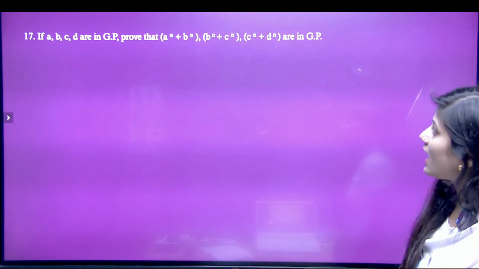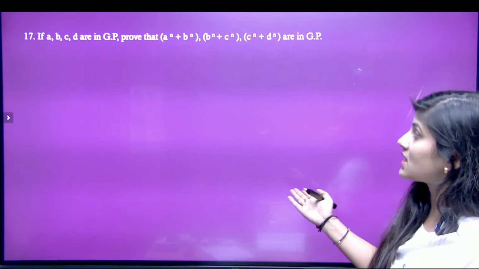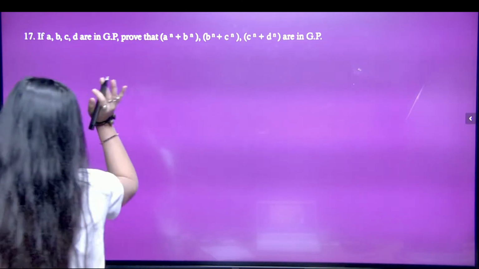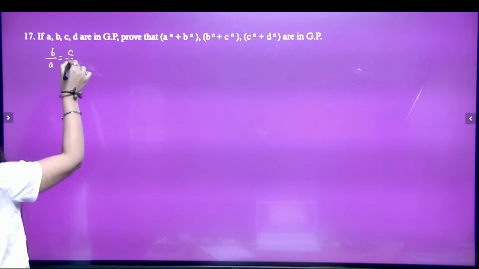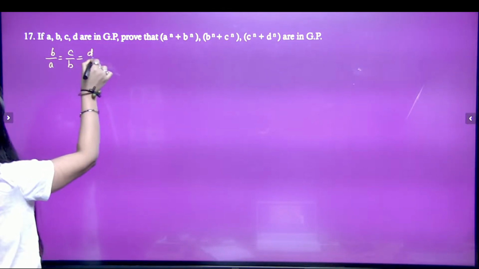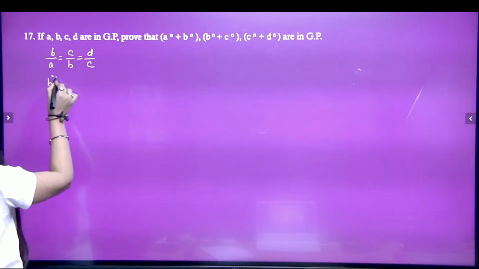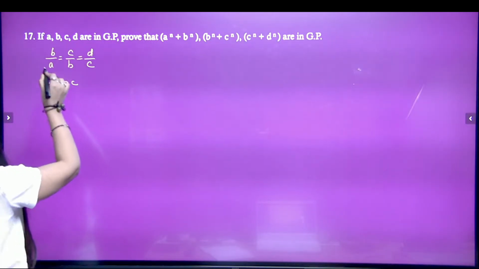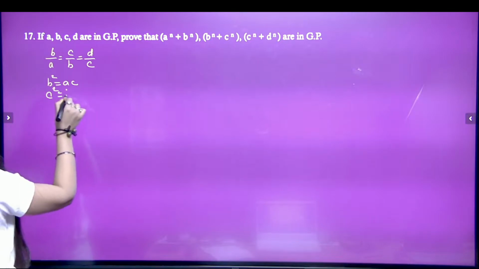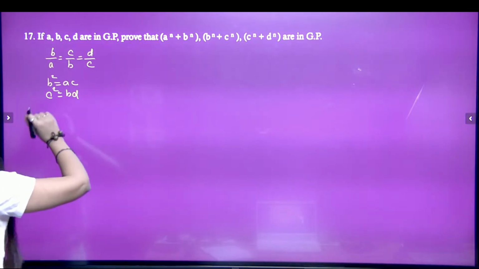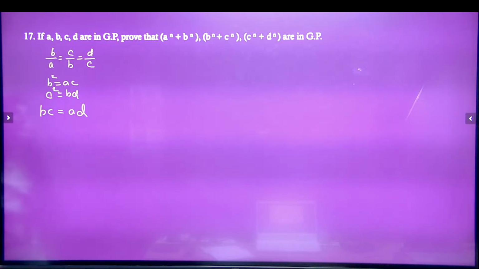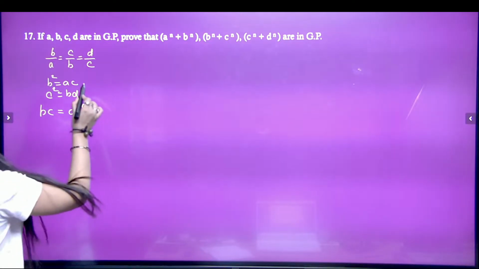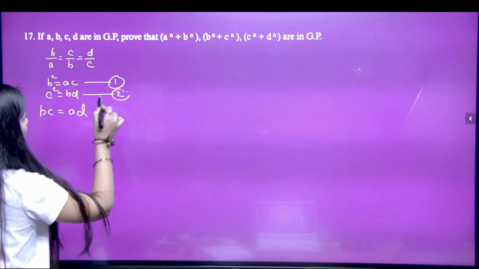Question number 17 have many things. It says A, B, C, D are in GP. So when four terms are in GP, it means second by first is equal to third by second is equal to fourth by third. Now it is B square is equal to AC. Okay, from these two, C square is equal to BD, from these two, and now we have BC is equal to AD. So these three things are given in the question.